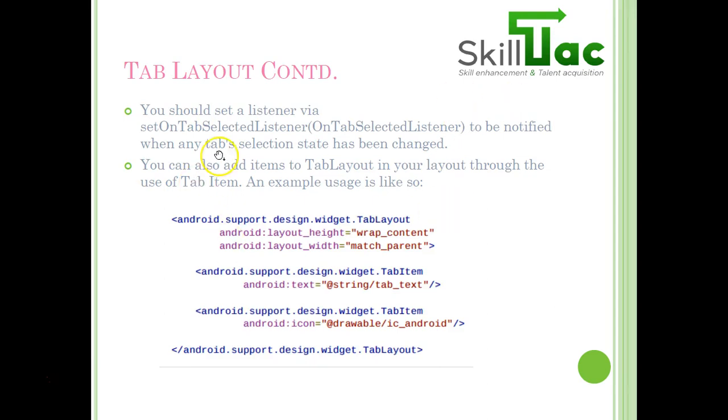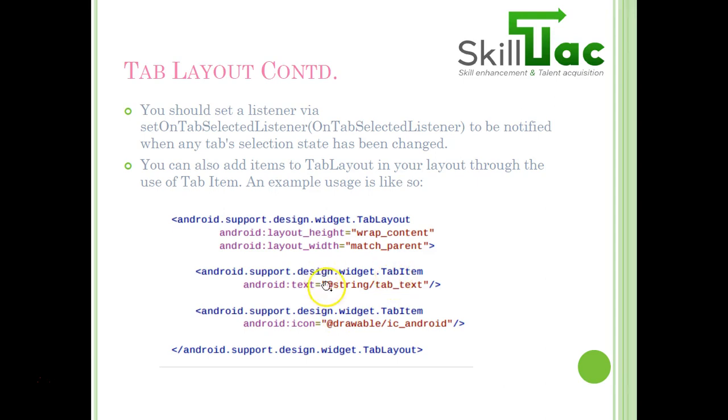Moving on. You should set a listener via the on tab selected listener method to be notified when any tab selection state has been changed. Also, you can add items to the tab layout in your layout through the use of tab item. An example is what is written here. This is the syntax of how to add the tab item in the tab layout. So we'll be doing this in the exercise.